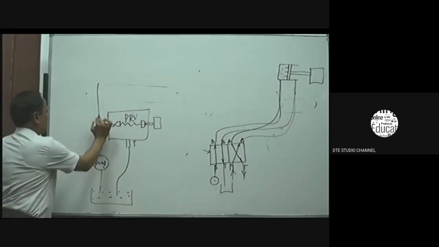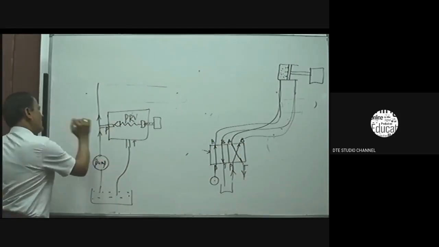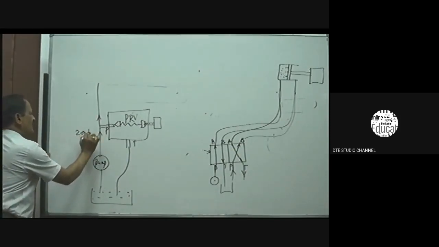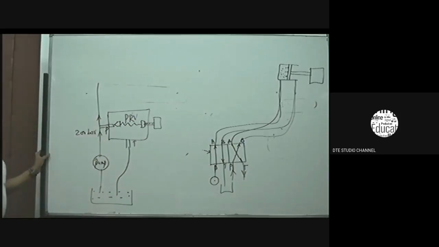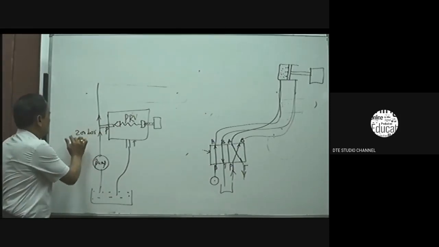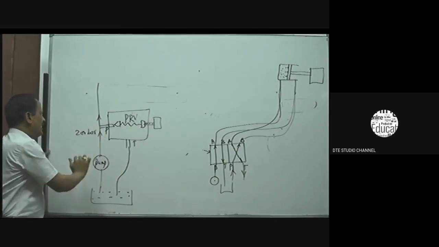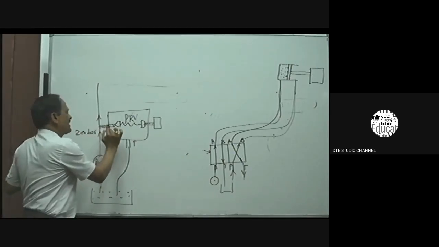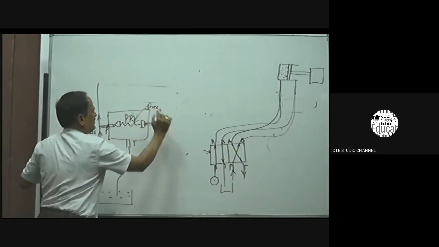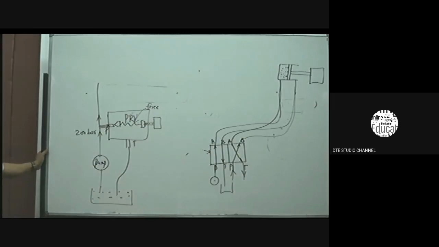Suppose for example, the pressure required is 200 bar. 200 bar is required. It is a maximum pressure. The actuator requires a maximum of 200 bar. Whenever the pressure exceeds 200 bar, then the fluid pressure is greater than the spring force. I already explained the relation between force and pressure. Force is directly proportional to pressure.